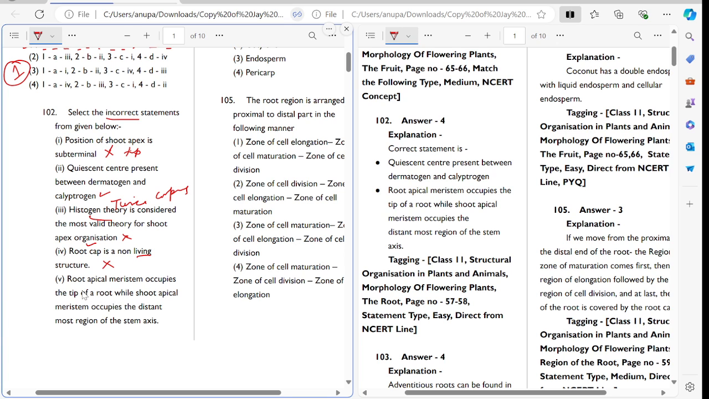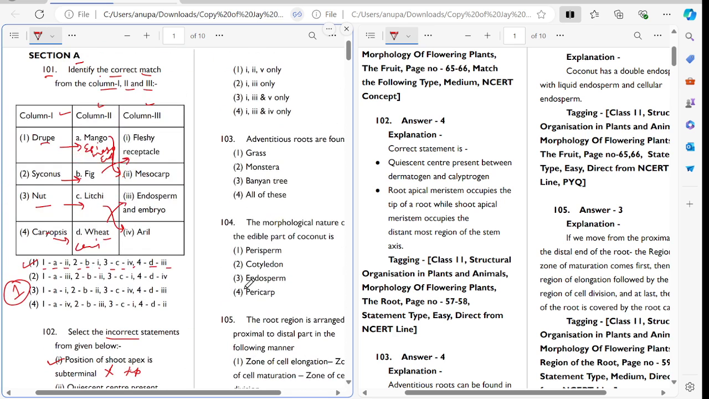And fifth statement is root apical meristem occupies the tip of a root, while shoot apical meristem occupies the distant most region of stem axis. And this statement is also correct. So the incorrect statements we will have are first, third, and fourth. So the answer for this question will be the option which has first, third, and fourth.